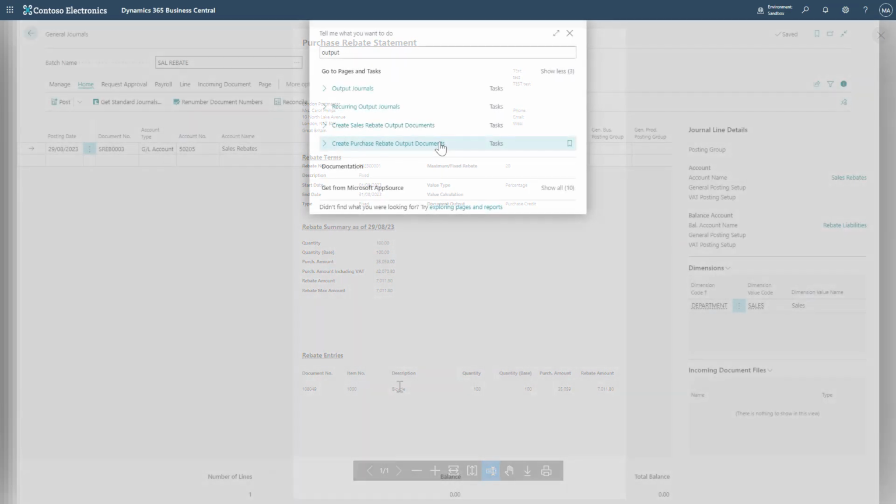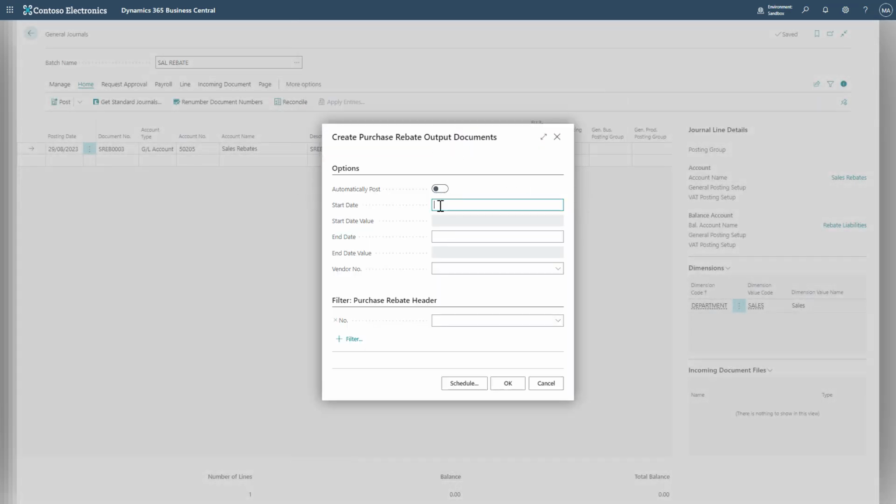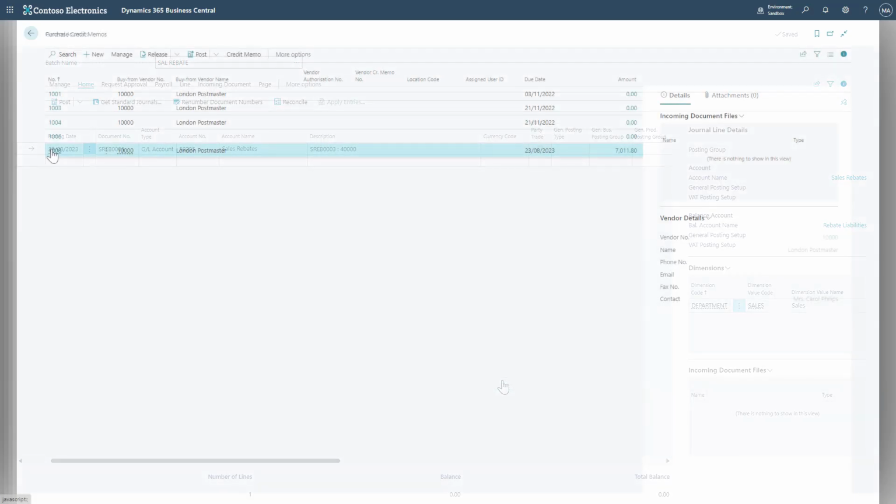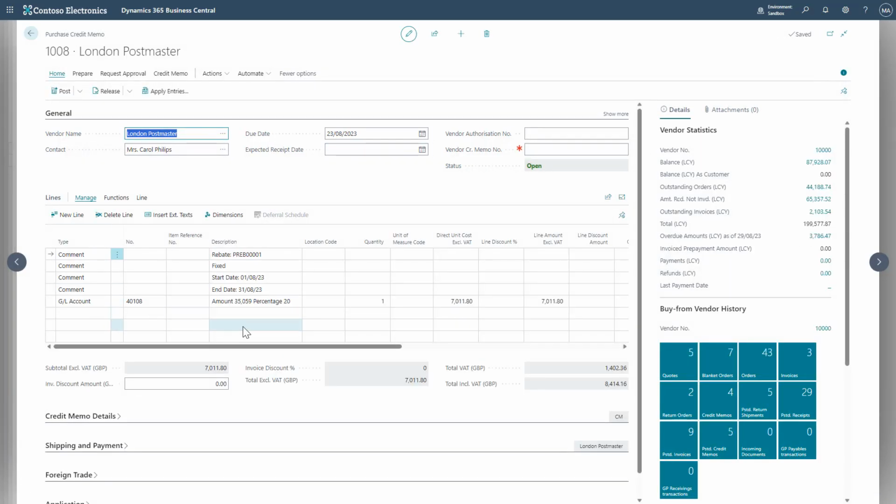Stop wasting time processing individual accruals and document outputs. Make the move to Clever Rebate and start batch processing both accruals and document outputs so you can save yourselves time and effort.